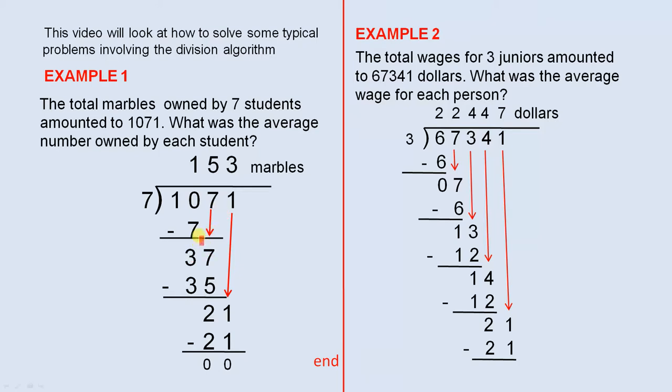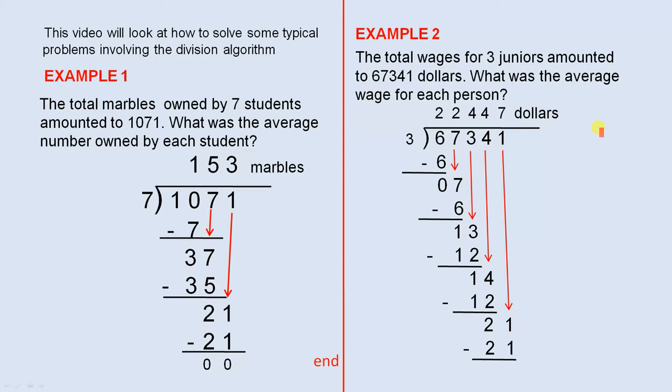Bring down the 7. 7 into 37 goes 5. 5 sevens are 35. 37 take away 35 gives us 2, so there is a remainder of 2. Bring down the 1, that gives us 21. 7 into 21 goes 3. 3 sevens are 21. When we do our subtraction, we get 0, so it divides evenly. So the average number of marbles for each student, 153.